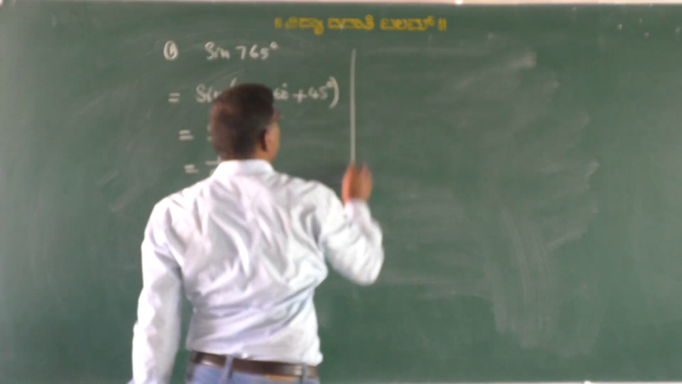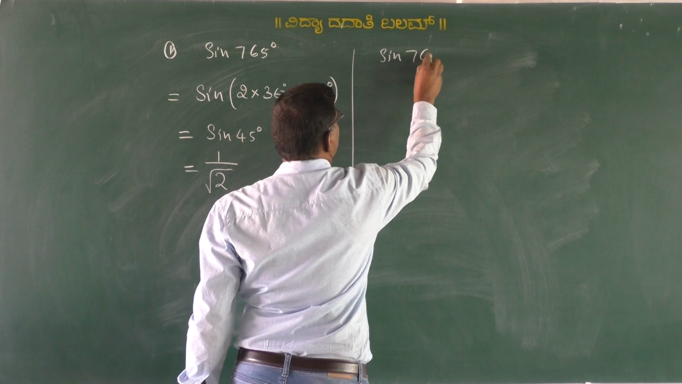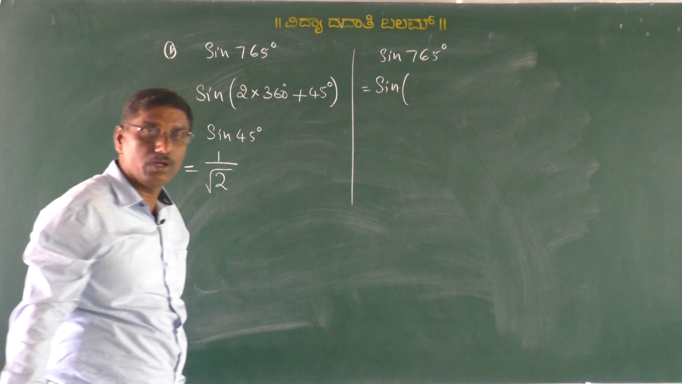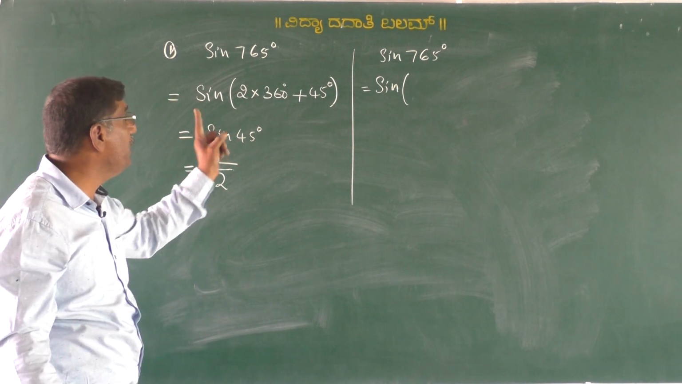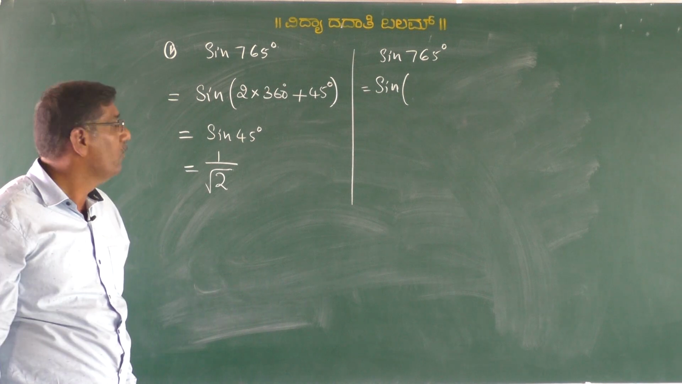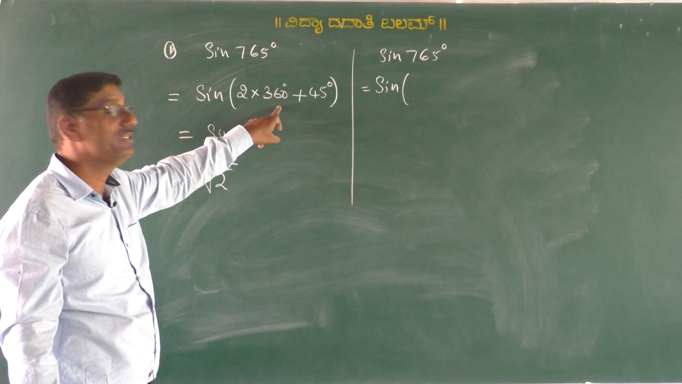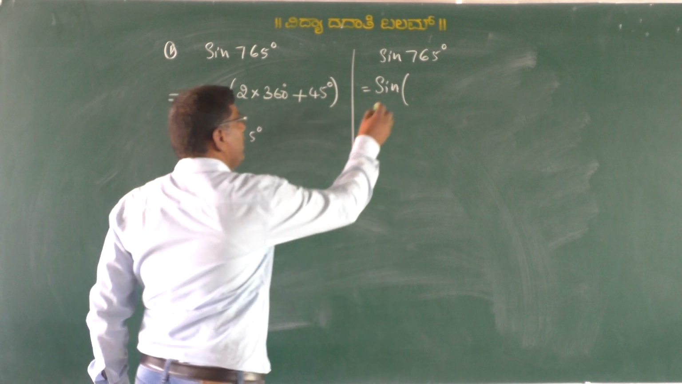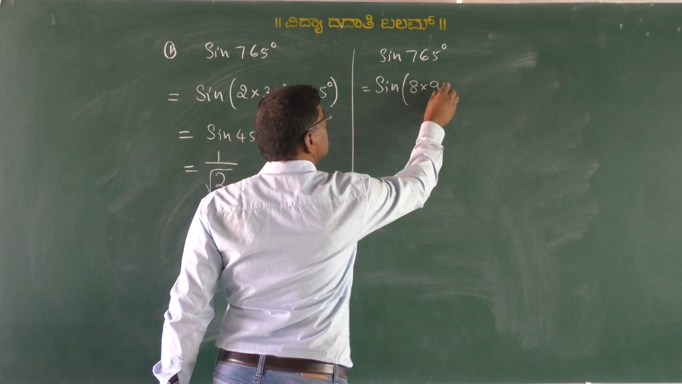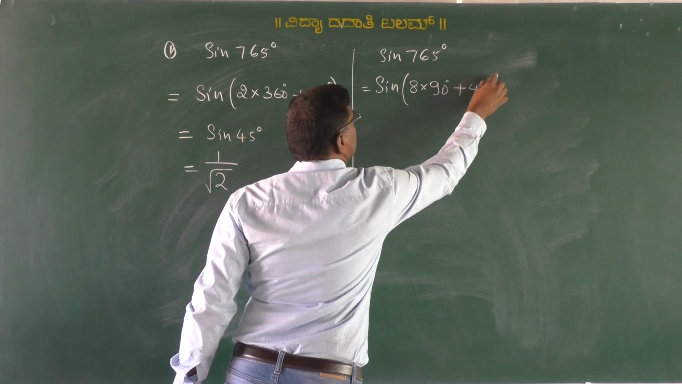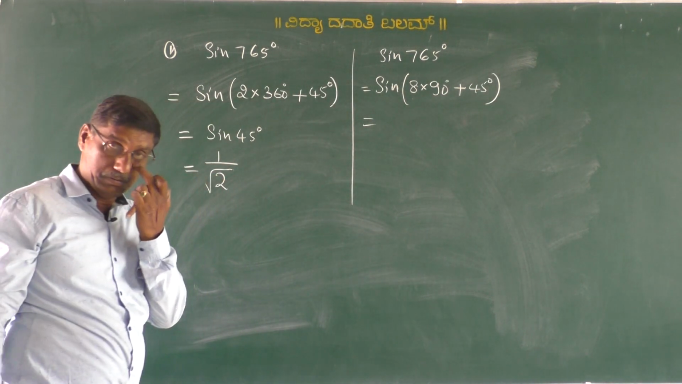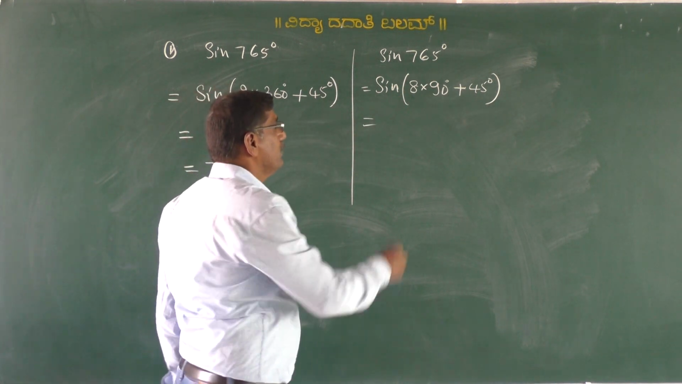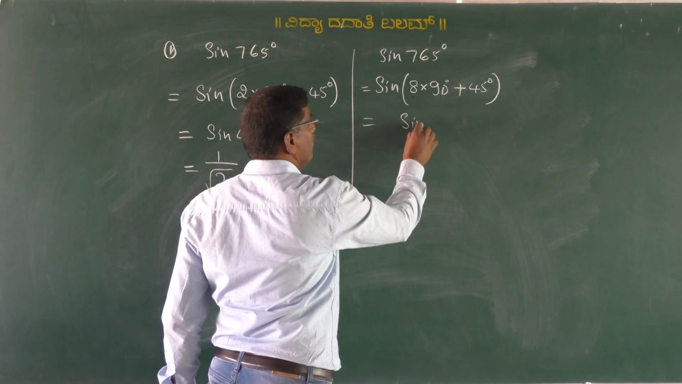Or simply this can be written as sine 765, this can be written as sine of n into pi by 2, that is n into 90. Here n means 2 into 360; in each 360 there are 4 90s, that means this can be written as 8 into 90 plus 45. Here n is even, then we can take the same ratio, that is sine 45 degree.